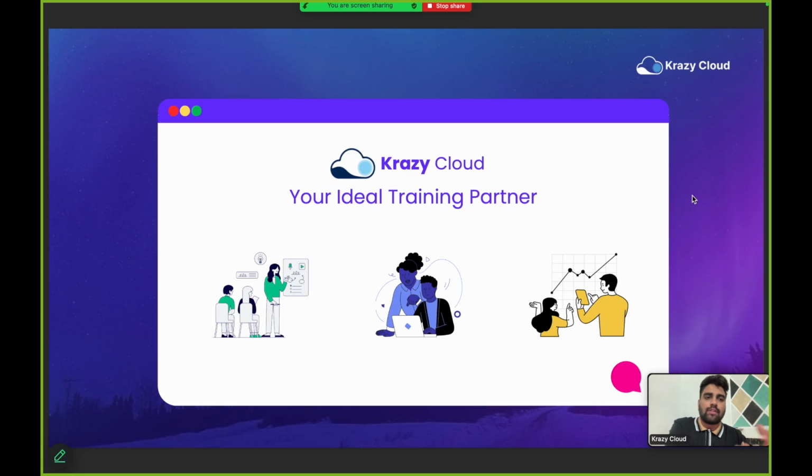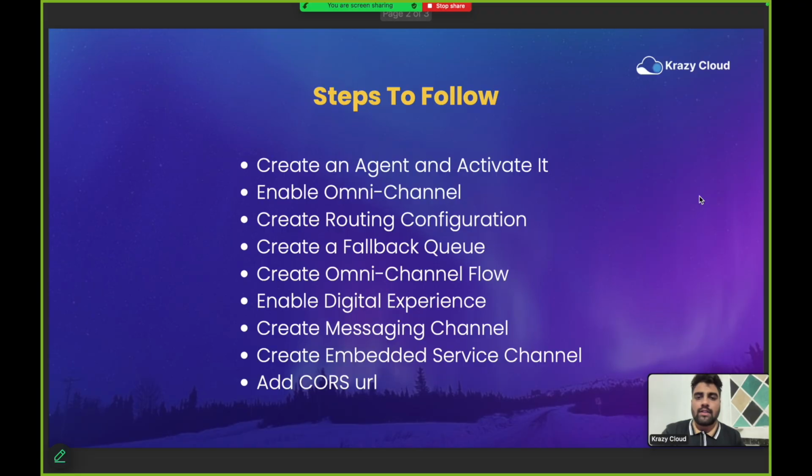Before doing the example, let's understand the few steps that we need to follow. There are a few Service Cloud setup steps that we need to perform in order to deploy that AI agent to your customer community portal. So let's see what those steps are. The first step is, of course, to create an agent and activate it. We have already done that.